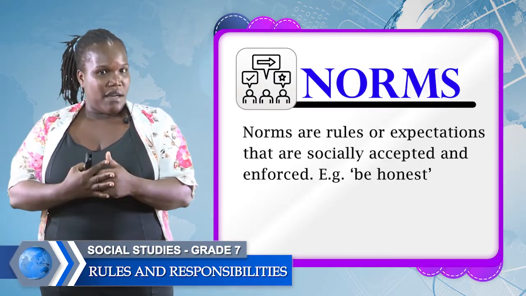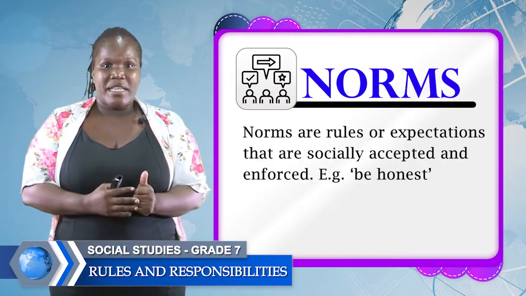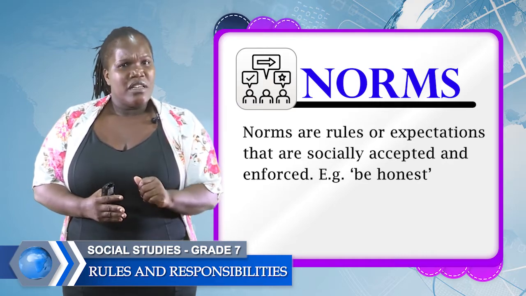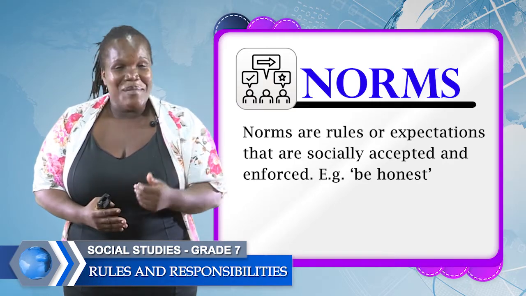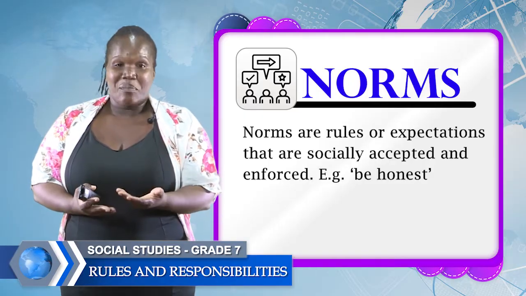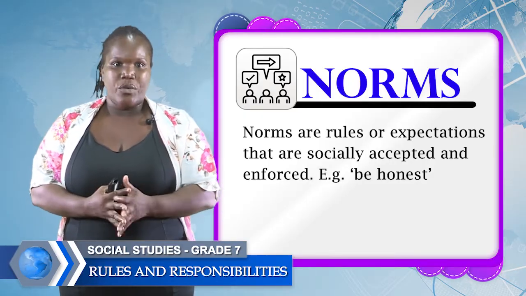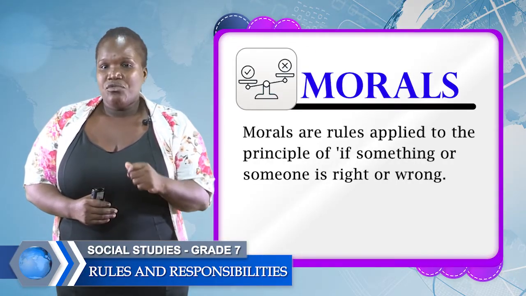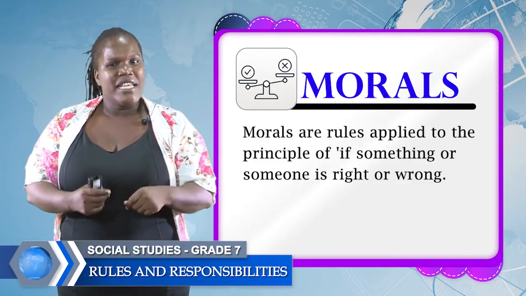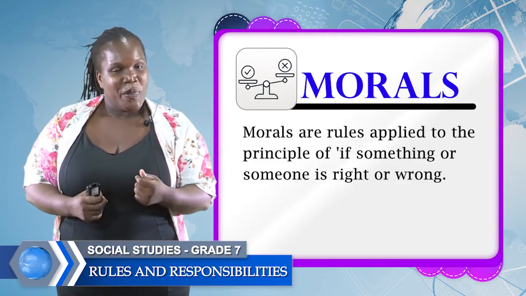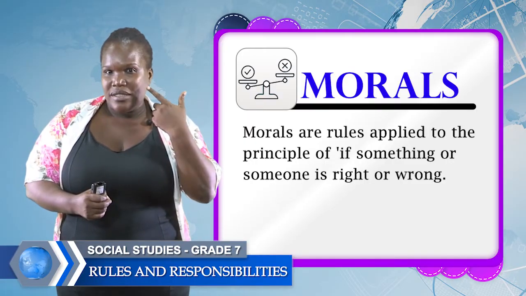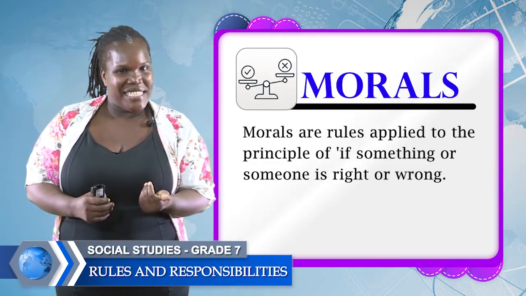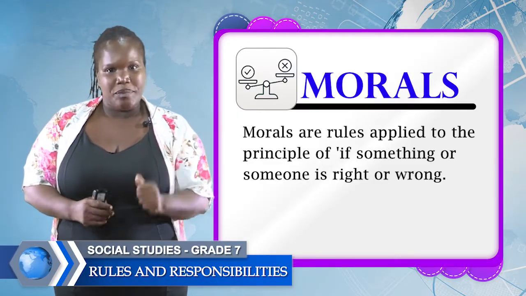Let's think about norms now. These are rules or expectations that are socially accepted and enforced. For example, you are expected to be honest. You're expected to be respectful. So these are norms, right? The other type of rule is morals. Now, these rules apply to the principle of whether something is right or wrong. This is a type of rule that speaks to our conscience. Is this right? Should I be doing this or should I not be doing this? Right? So those are called morals.